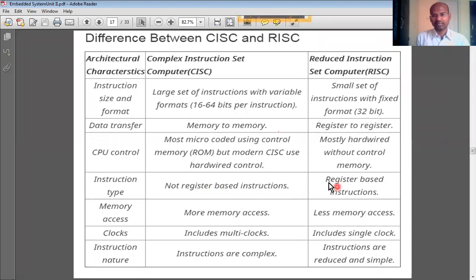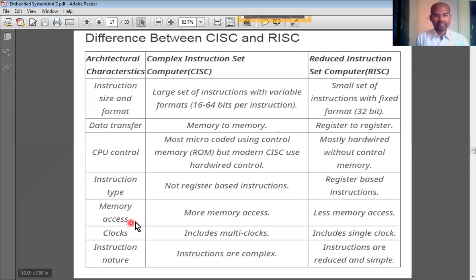Whereas in RISC, it is register based instruction. You will not have instructions like add A, B, C, where A, B, C are memory locations. You will have instructions like add R1, R2, R3, means the data present in register R1 is added with register R2, and the result is stored back to R3, where R1, R2, R3 are not memory locations, they are internal registers.